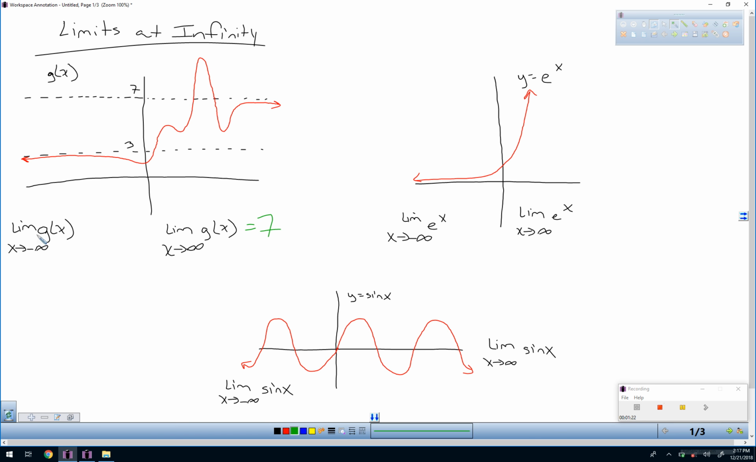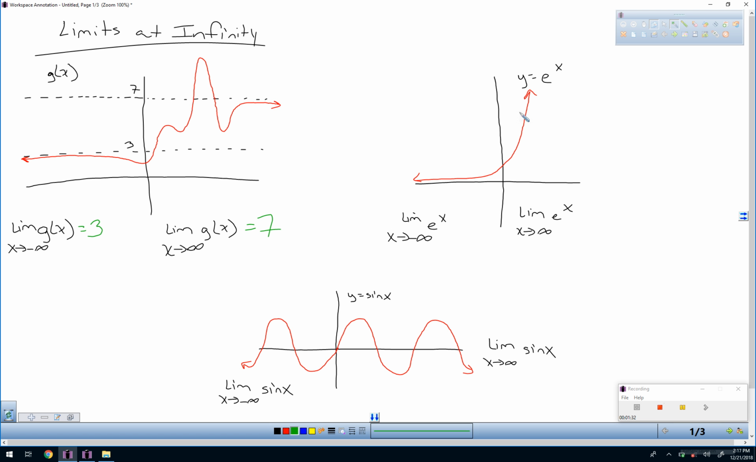The limit of g of x as you approach negative infinity, it appears to be leveling off at positive 3. So its value would be positive 3. So really what you're finding is horizontal asymptotes. So limits that go to infinity help you determine if there are horizontal asymptotes of your function.